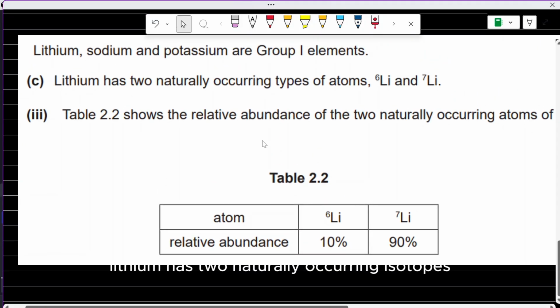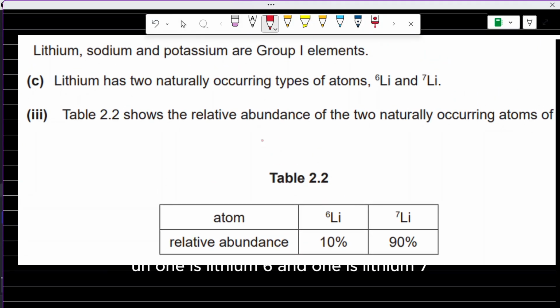Lithium has 2 naturally occurring isotopes. One is lithium-6 and one is lithium-7. Okay, and the table below shows the relative abundance of these isotopes. Like lithium-6 is 10% and lithium-7 is 90%. So actually it's very simple.